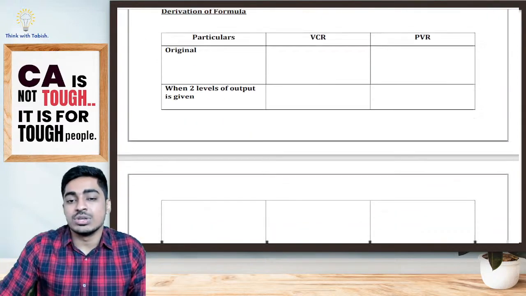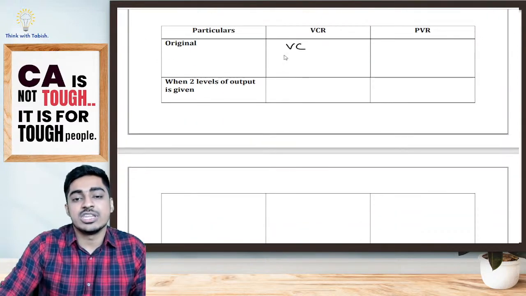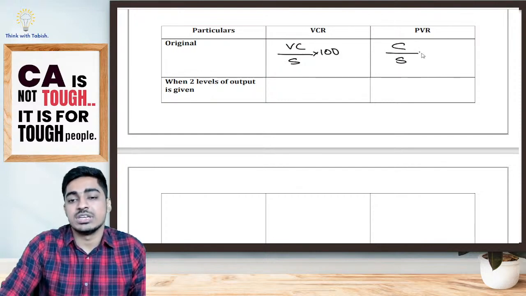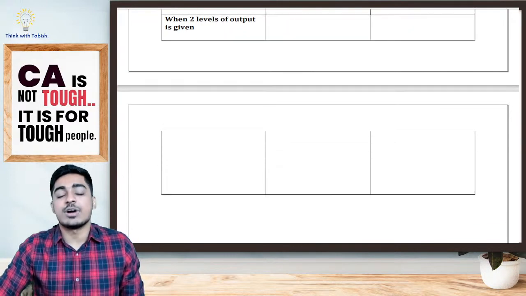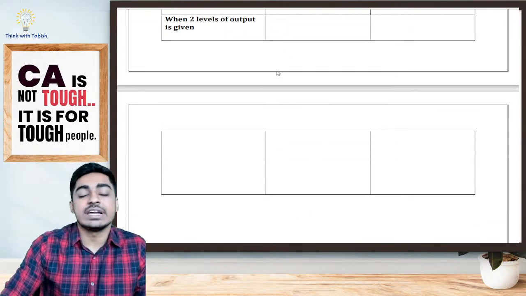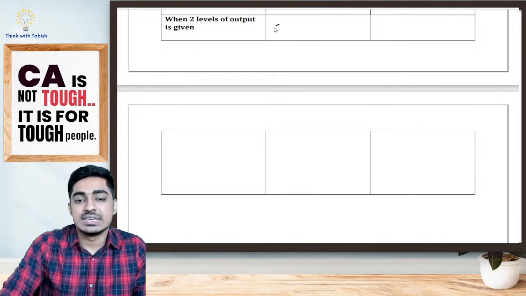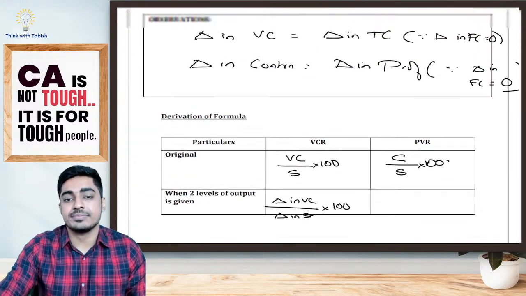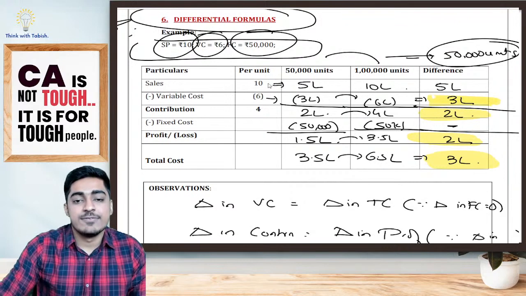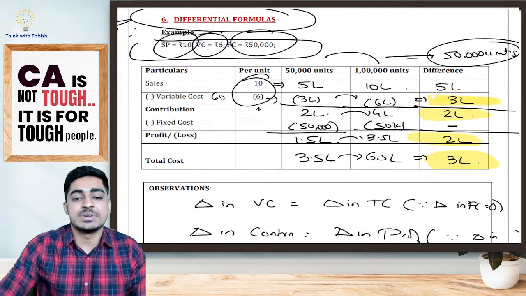Variable cost ratio. Originally what we told, it is variable cost divided by sale into 100. PV ratio is contribution divided by sale into 100. Now, if two different levels of output is given, I can also write variable cost ratio as change in variable cost divided by change in sale into 100. Yes or no? Look at this. In this case, variable cost ratio 60%.